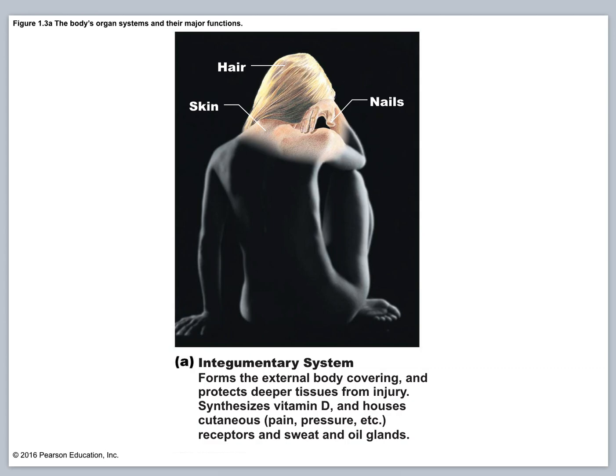First of all, the integumentary system involves the external covering, basically the skin, and also includes the hair and the nails. The function of the integumentary system is to separate the external environment from the internal environment of the body. It synthesizes vitamin D and has receptors for pain, pressure, and other nerve inputs. There are sweat glands and oil glands which maintain the temperature of the body.